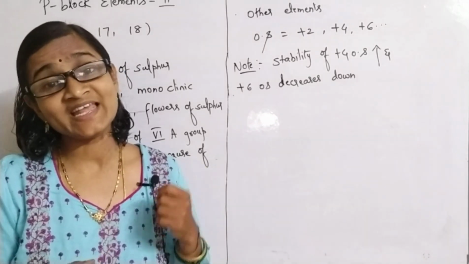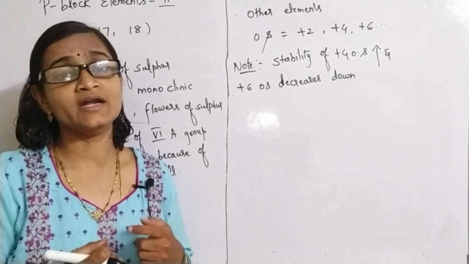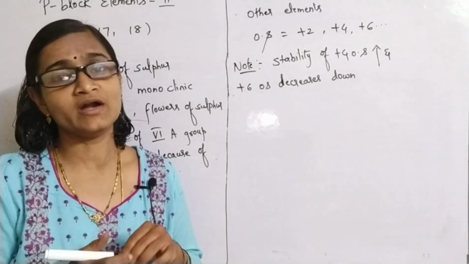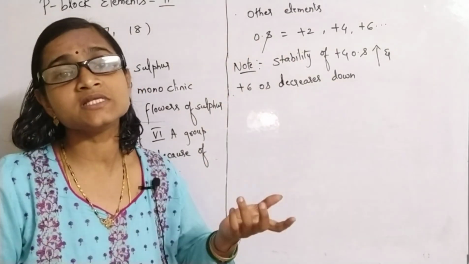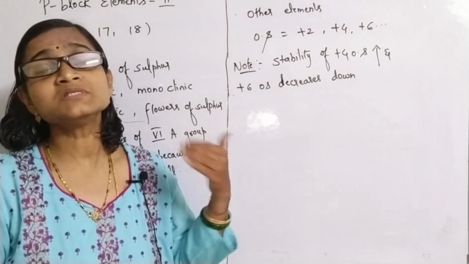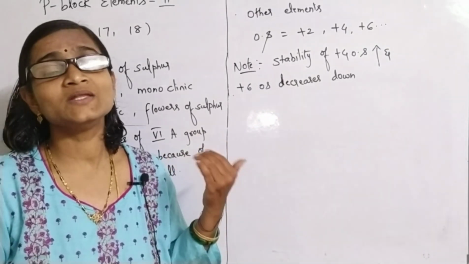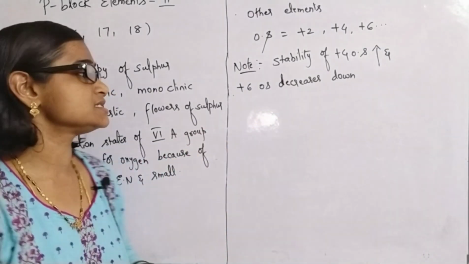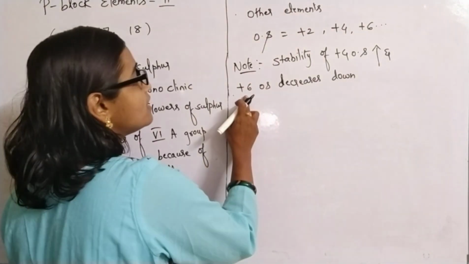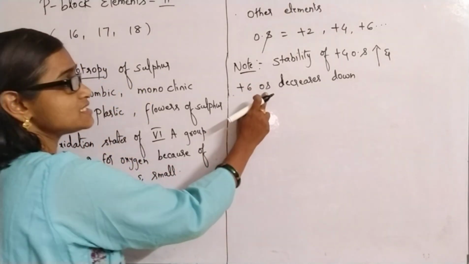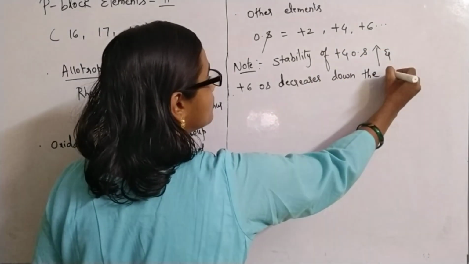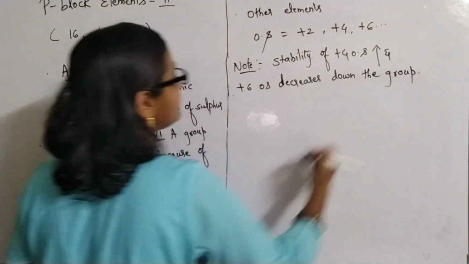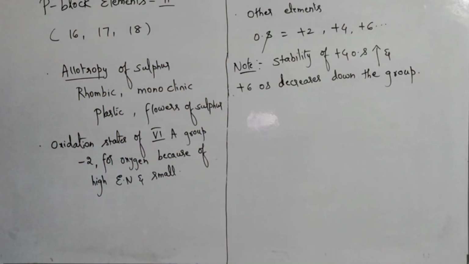What is inert pair effect? The reluctance of ns electrons to participate in bonding. They are not interested to participate in bonding. So because of that, the element with higher oxidation state becomes less stable than the elements with lower oxidation states. So as you go down the group, the stability of +6 oxidation state decreases, and +4 only will be high down the group. You have to remember this point: stability of oxidation states of different groups of elements.